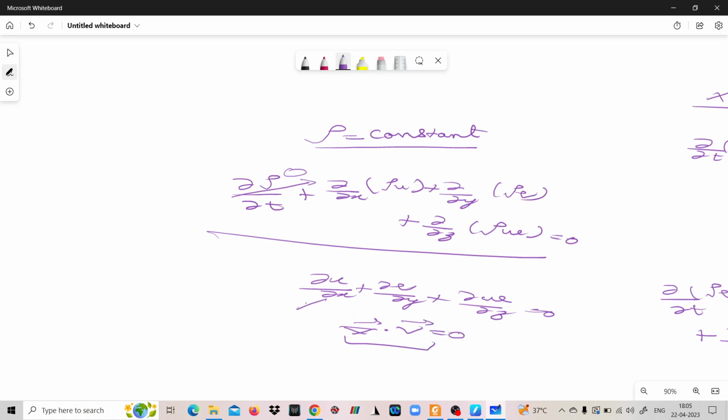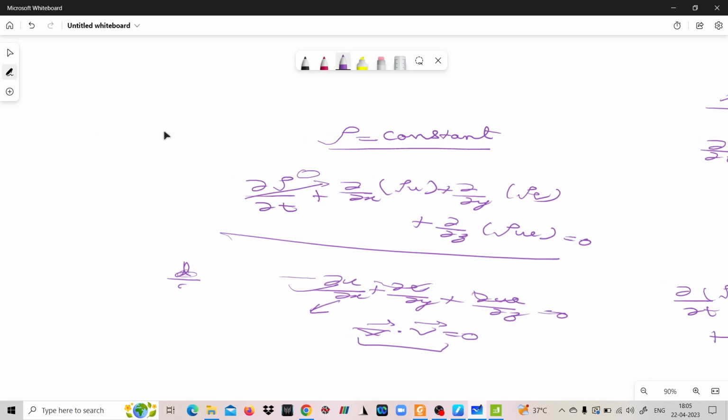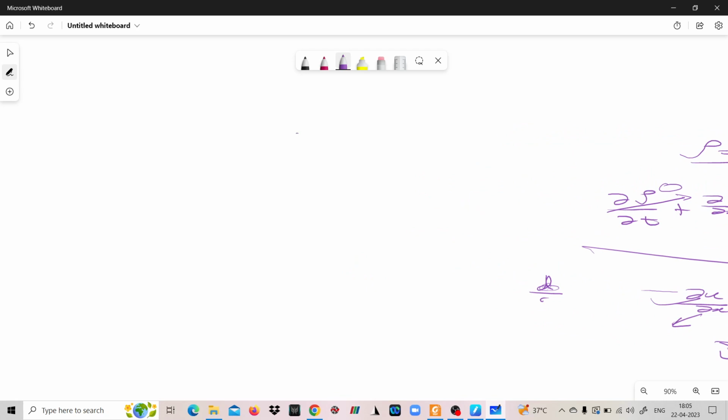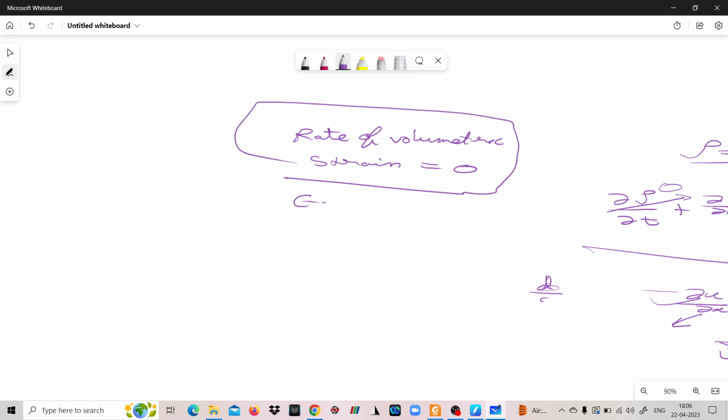Now what is this? Del u by del x, del v by del y, del w by del z, the summation of these three terms represents the rate of volumetric strain. And if the rate of volumetric strain is equal to 0, this is basically epsilon xx plus epsilon yy plus epsilon zz equal to 0.